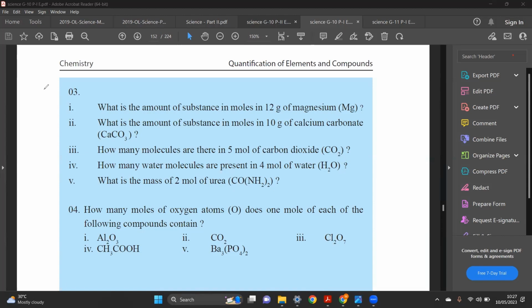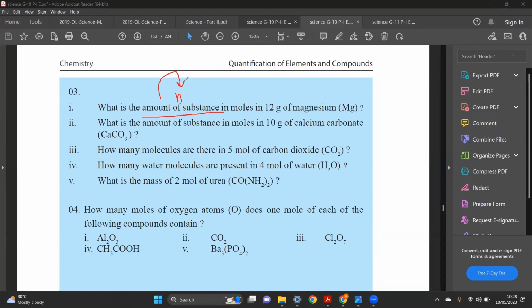Okay, so in this particular question, Roman number 1 says, what is the amount of substance? Again, remember, amount of substance. Whenever you come across these words, amount or amount of substance, they're always talking about the number of moles. Okay, amount correlates to number of moles in this sort of question. So what is the amount of substance in moles? Sometimes they will specify if it's in moles. Even if they don't, please remember that amount always means the moles in this particular situation.